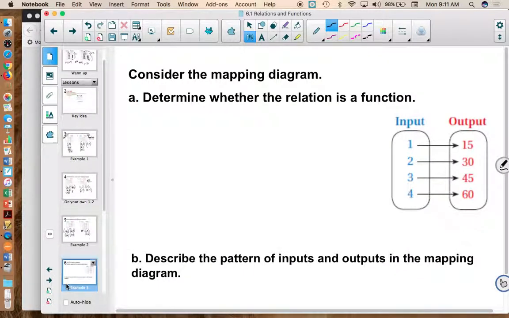Consider the mapping diagram. Determine whether the relation is a function. Give me thumbs up if you think it's a function, thumbs down if you think it is not. Keep it right here if you want so nobody else is looking around, and I can assess that myself.